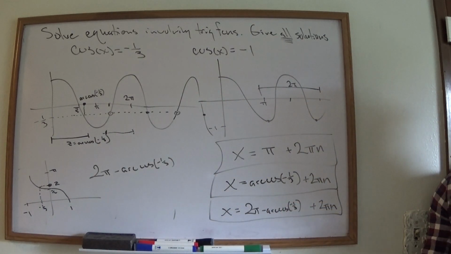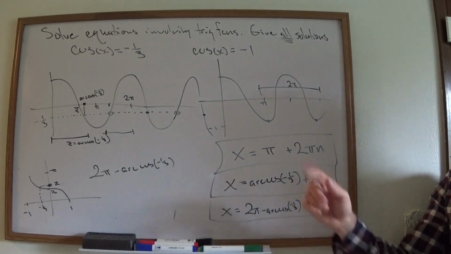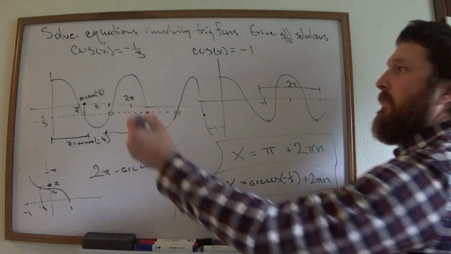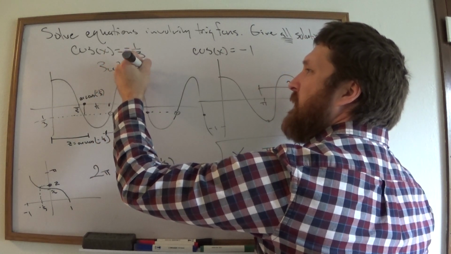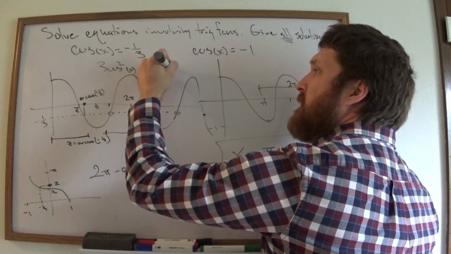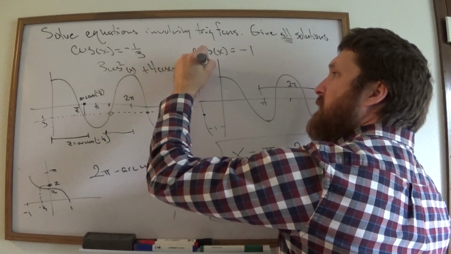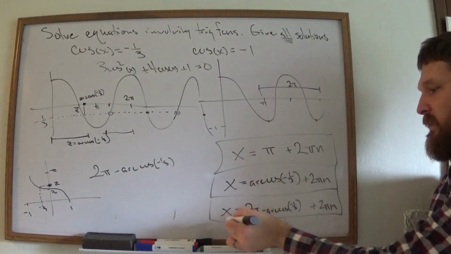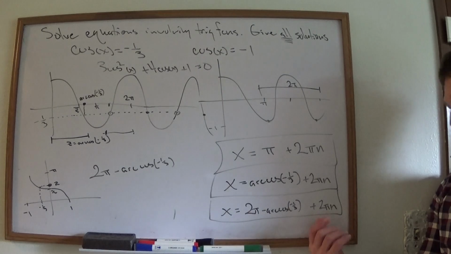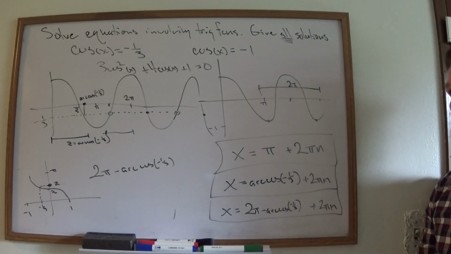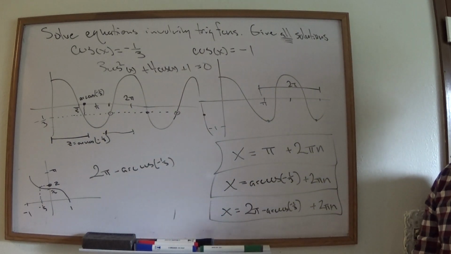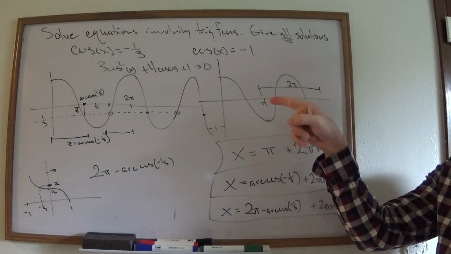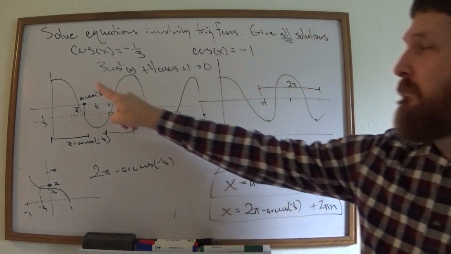So, this is the answer to that original one that I wrote up there, which was 3 cos squared x plus 4 cos x plus 1 equals 0. This would be all solutions to that. There are a lot of steps in this. Now, one thing to keep in mind with this kind of thing is cosine.